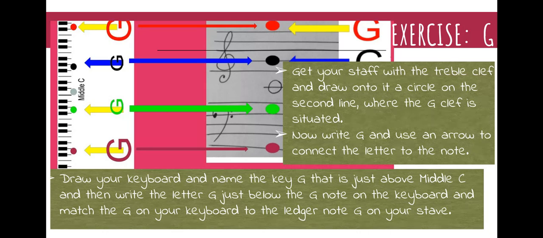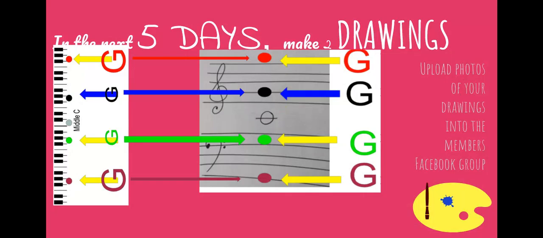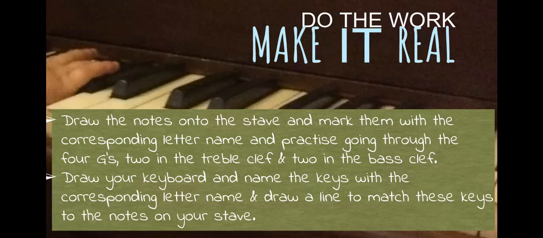Also draw your own piano. You know how to do that by now easily, and then draw some circles to draw your notes on them, and then write the letter names underneath the notes. Use arrows and connect the piano to the staff that you've drawn, and take photos of these. Do this within the next 5 days. Make 2 drawings, and then post this up to the Facebook group so that I can keep track of what you've done. And make sure you do this before you move on to the next lesson.